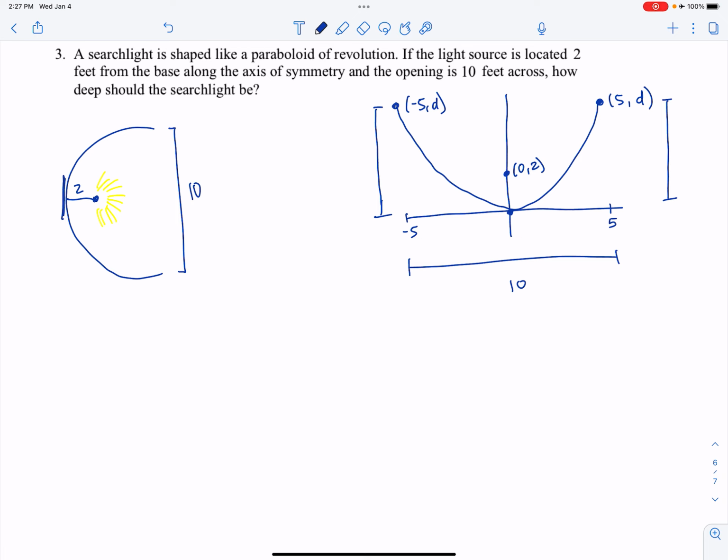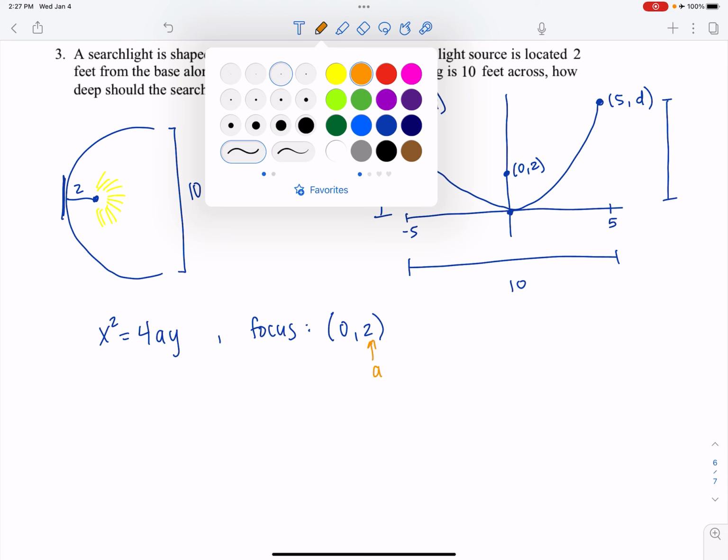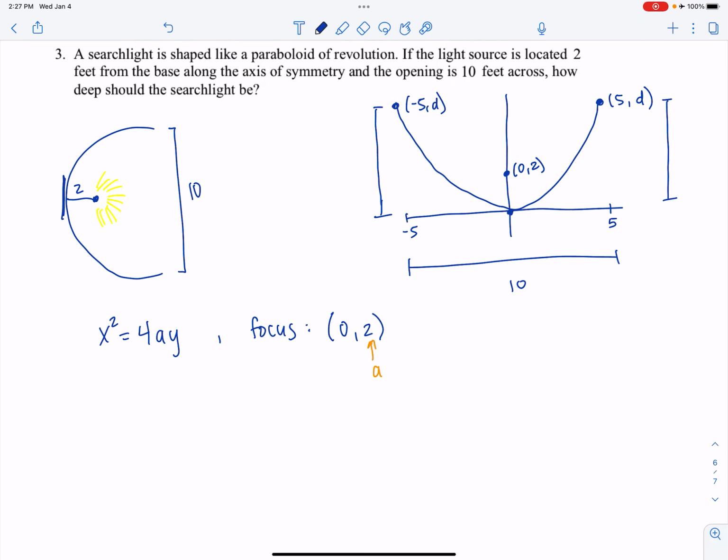Let's start with our general equation. X squared equals 4ay. Our focus, which is our light source, is 0, 2. What does this tell us? This tells us our value of a is 2. So let's make our general equation a little bit less general. X squared equals 4 times 2 times y becomes x squared equals 8y.